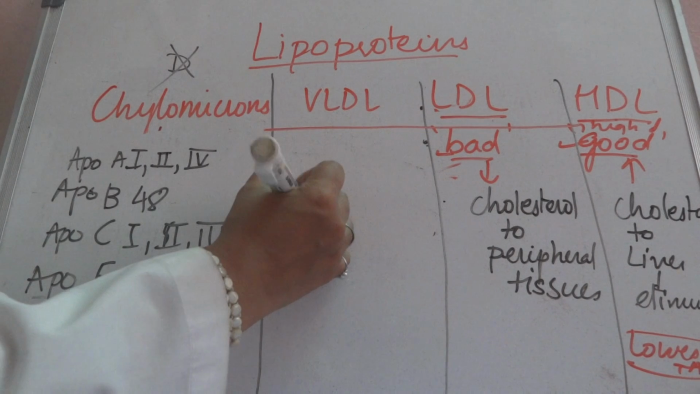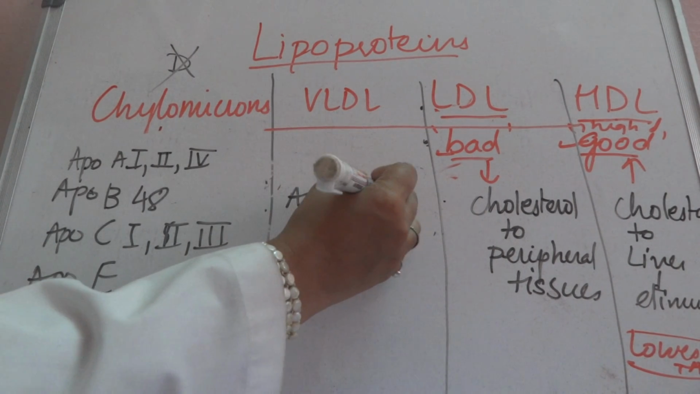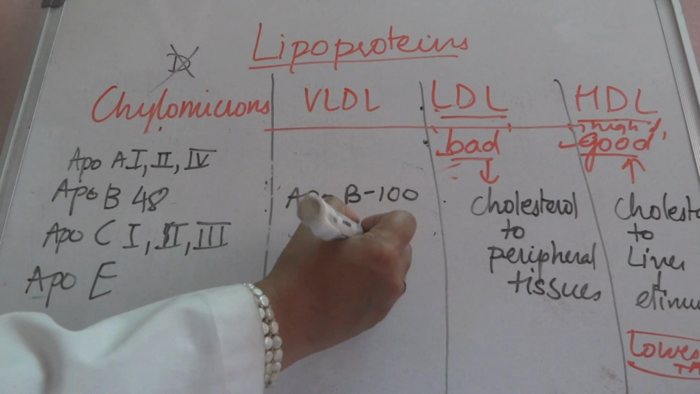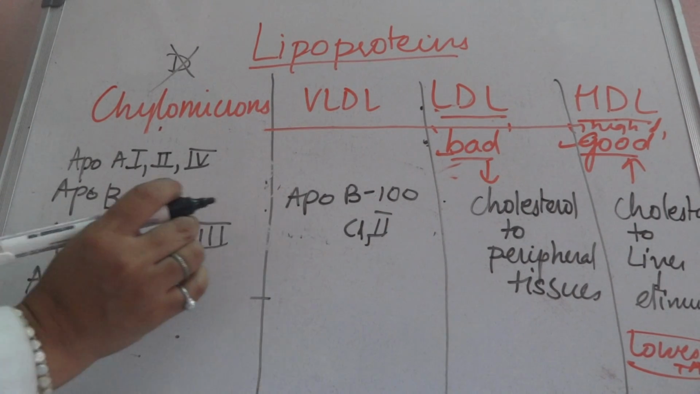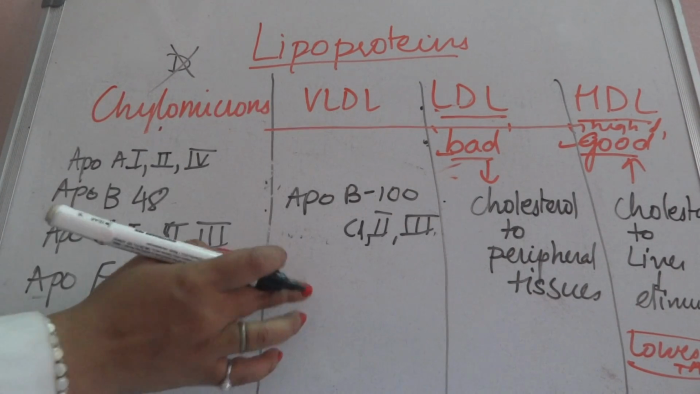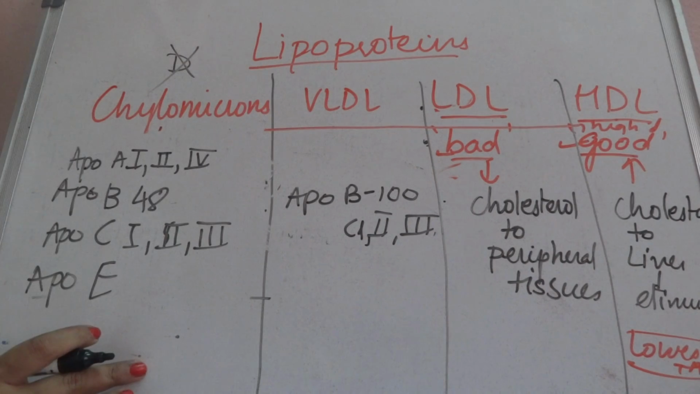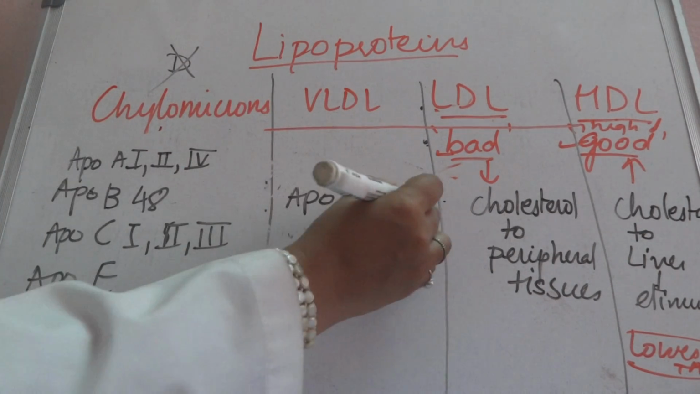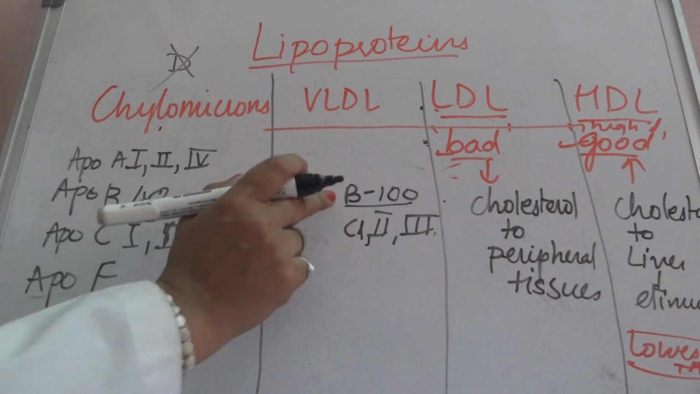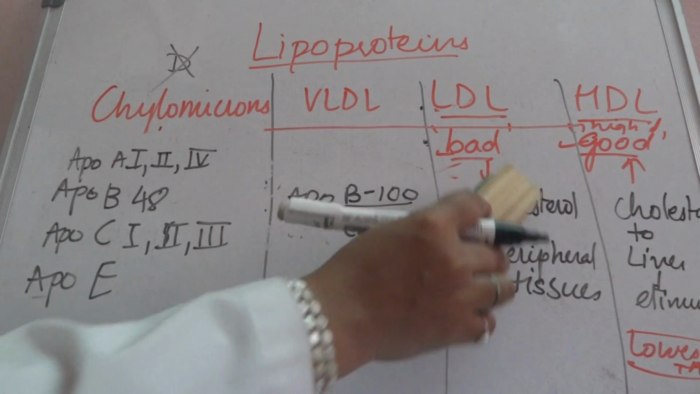So VLDL has apo B100. It doesn't have A, it just has B100. It will have C1, C2 and C3. Okay, so it doesn't have A, it doesn't have E. Chylomicrons have all the apoproteins. VLDL has B100. Now it has got 100 marks, so it doesn't require A, it doesn't require E. Apo B100 and apo C1, C2 and C3.